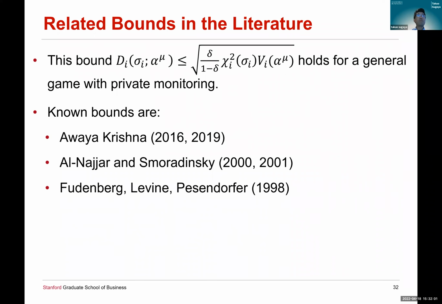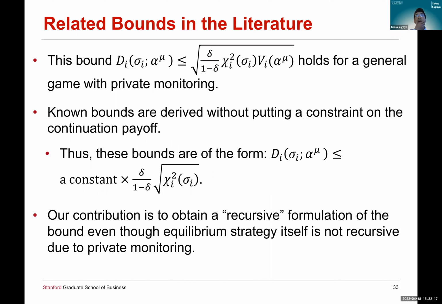Okay. And this bound holds for a general game with private monitoring. In this context, there are some known bounds in the literature, and let me summarize all of these. These are mainly derived without putting any constraint on continuation pairs. They essentially say, consider the first period problem, assuming that from the second period on, we can implement any feasible payoff, and then get an upper bound. In that case, we have a somewhat similar bound, but the discount factor comes outside of the square root. It makes sense because one shot deviation gain is of order one minus delta compared to the continuation payoff. And what we need to do, at least to get a somewhat tight bound which will be useful for our purpose, is to put this one minus delta inside of the square root, mathematically speaking, to get the slightly tighter bound.